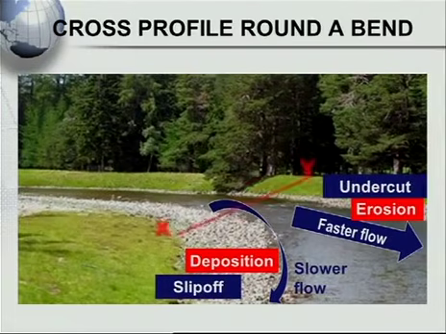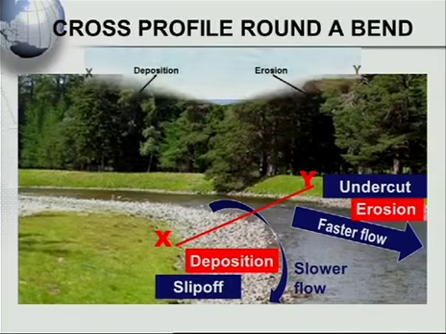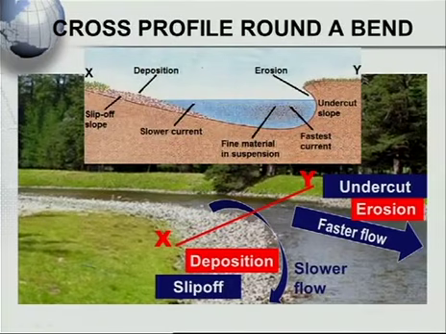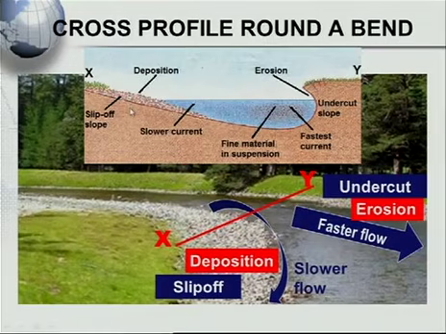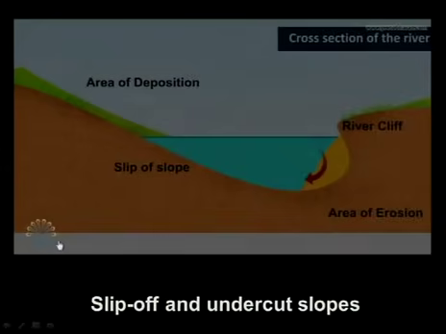And if I should draw a cross-section from X to Y, then this is what it would look like. Okay? Have a look at this. Here we've got the deposition that takes place there. Here we've got erosion that takes place here. And this is the undercut slope on this side, and we've got the slip-off slope on this side. So this happens actually, it's very easy. So let's just have a look.